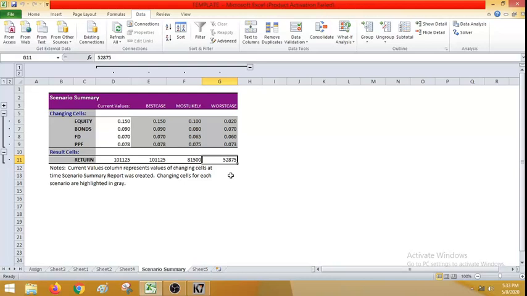It may take some time, but when the scenarios are very huge, it is going to be a very useful function that is available in Excel.